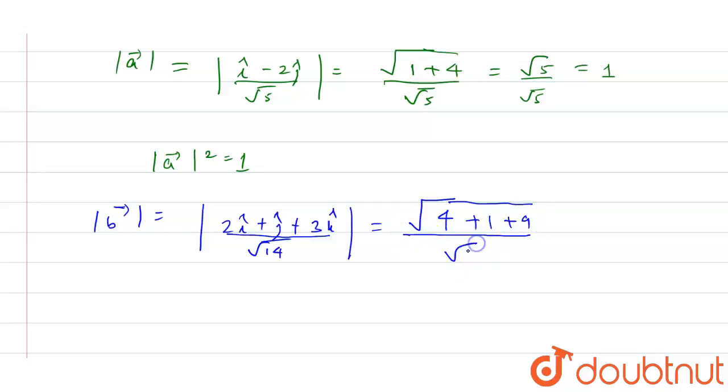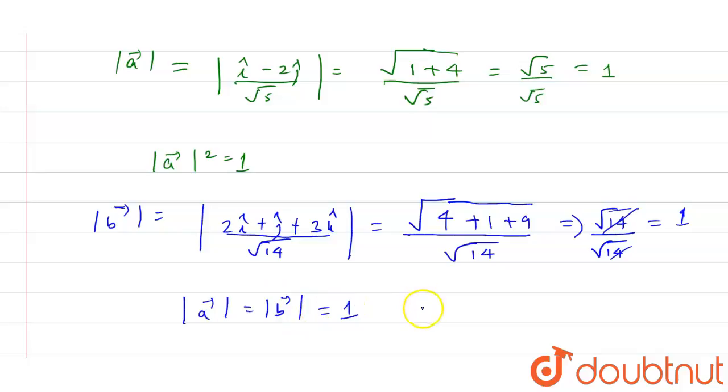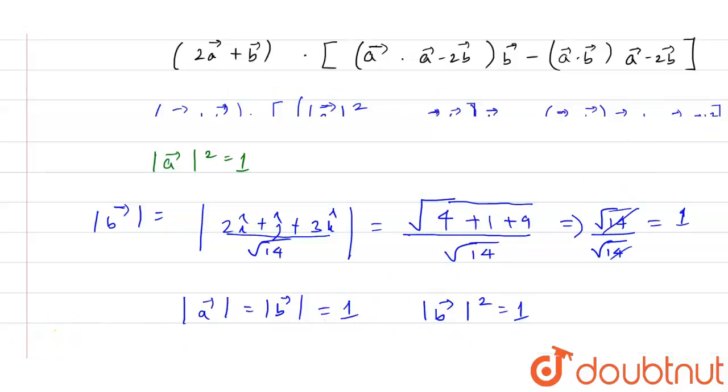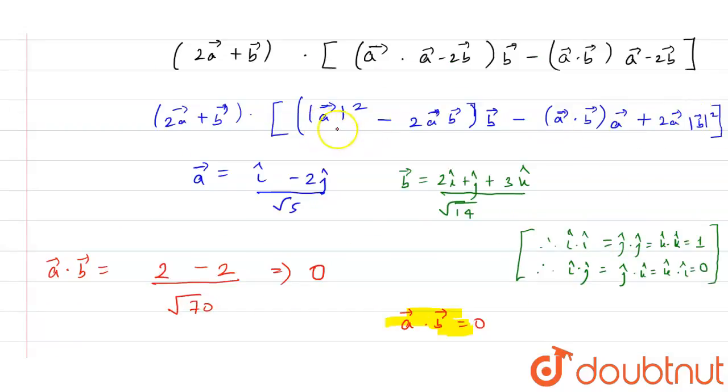So we get 9 plus 1, that is 10, plus 4, 14, so root 14 divided by root 14. We get the value 1. So the modulus of vector a is equal to the modulus of unit vector b, which is 1, and similarly the modulus of b whole square is also equal to 1. Now by putting all these values, we know that a dot b is equal to 0.